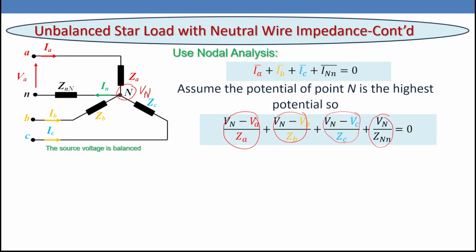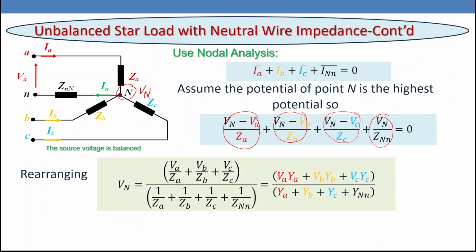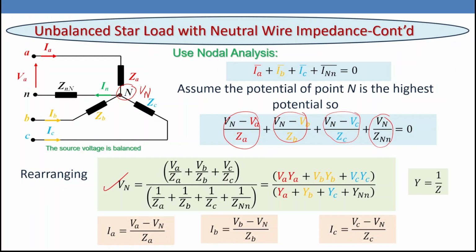So we are going to rearrange this equation. So we are going to have V neutral point equals VA over ZA plus VB over ZB plus VC over ZC, and the denominator will be 1 over the impedances. We know that Y, the admittance, equals 1 over Z, so we can write this equation as VAYA plus VBYB plus VCYC over YA plus YB plus YC plus Y neutral. If we know Vn, we are going to calculate the current everywhere, and then calculate the power P, Q, and S.